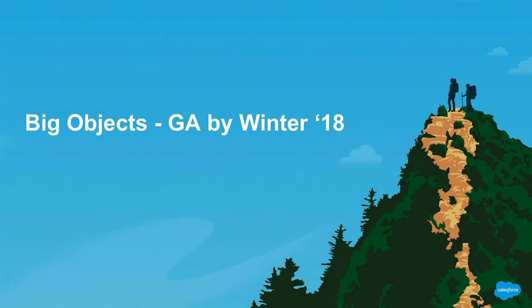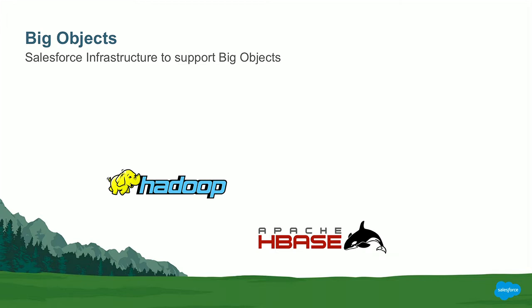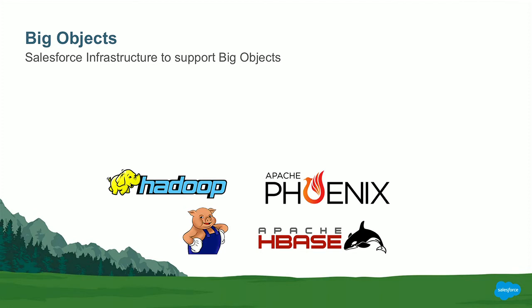Okay, so big objects is a feature that has been made generally available by Winter '18, so you can start already using it. Relational databases start to break down at millions of records. For that reason, Salesforce has created a brand new infrastructure to support big objects. This infrastructure is built with proven database technologies, as for example, Hadoop, HBase, Apache Phoenix, or Apache Pig.